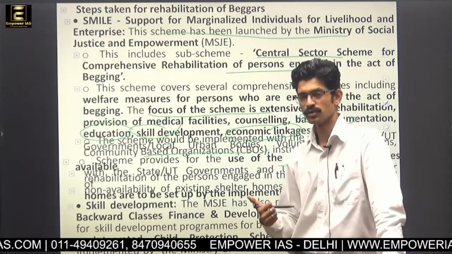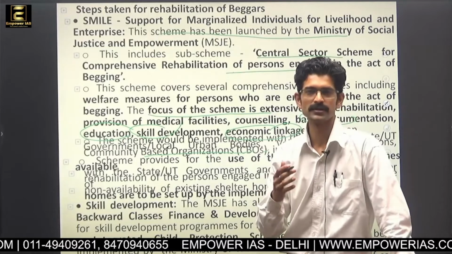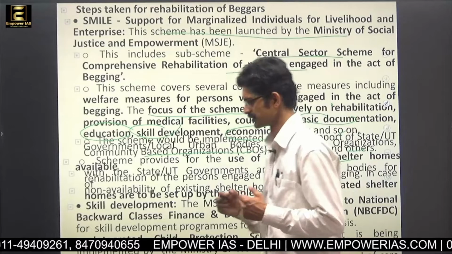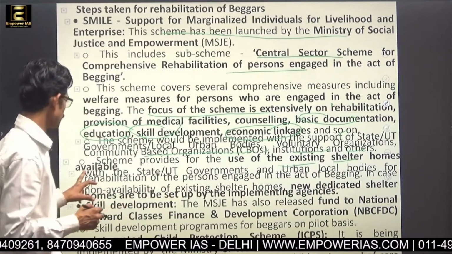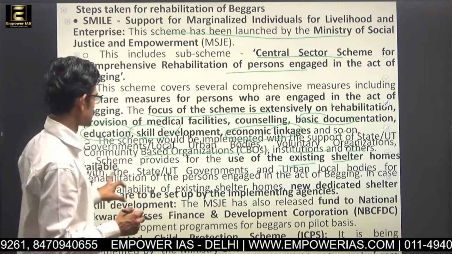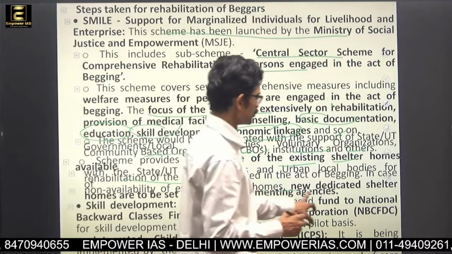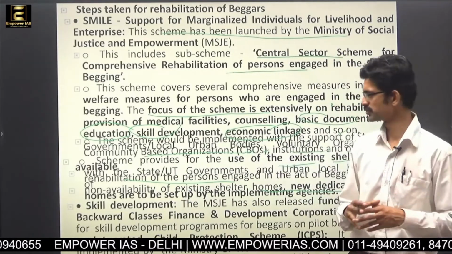उनके लिए shelter home provide करना, beggars को शिक्षा देना, उन्हें upskill करना so that they can stand on their feet and work for themselves. That is again a part of this project. Further, it aims at the use of existing shelter homes to rehabilitate the beggars who are going to stay there. तो उनके लिए shelter homes बनाए गए हैं.